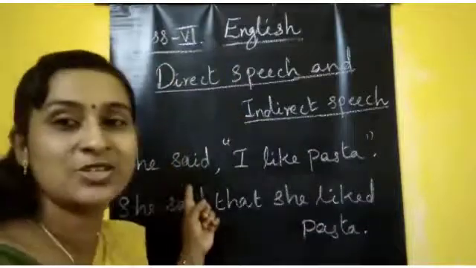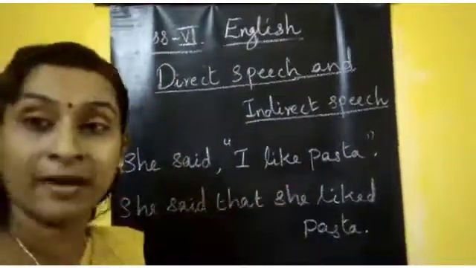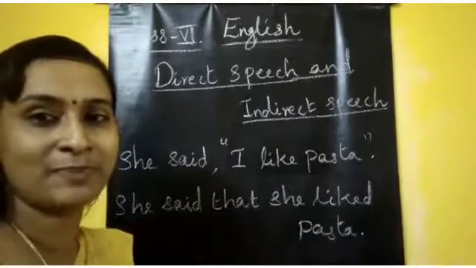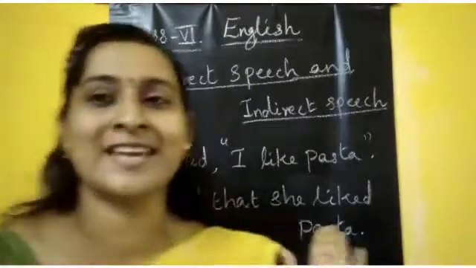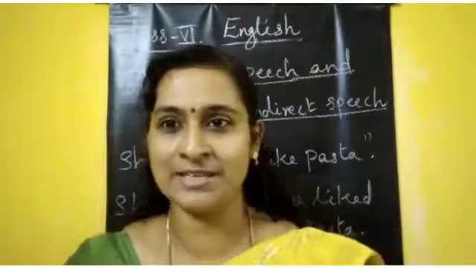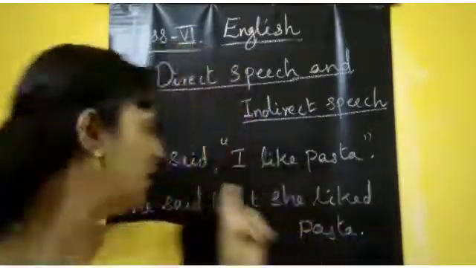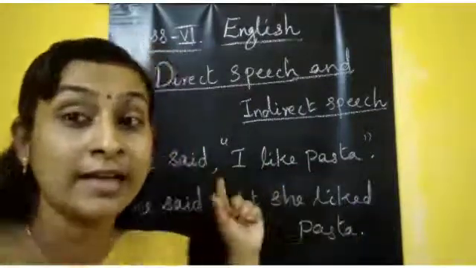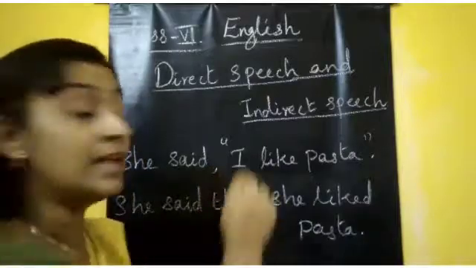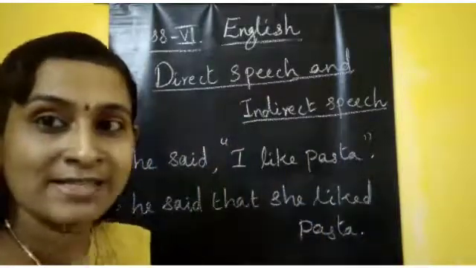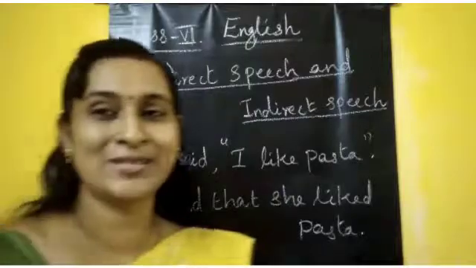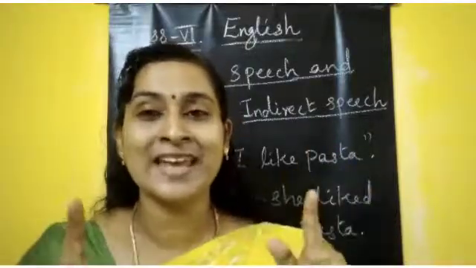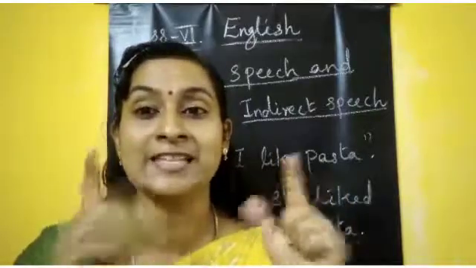She said, "I like pasta." She said that she liked pasta. So both these sentences are different, isn't it? First sentence, she said, "I like pasta." So her dialogue is written in inverted commas. You can see that, inverted commas. So it is in a direct way. So we can say it is direct speech.